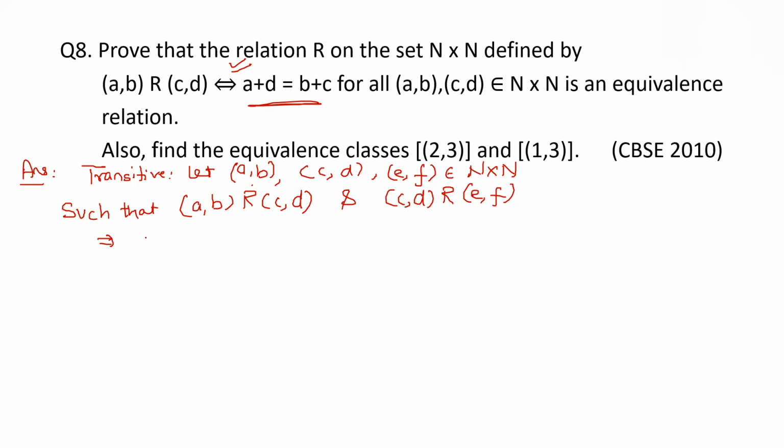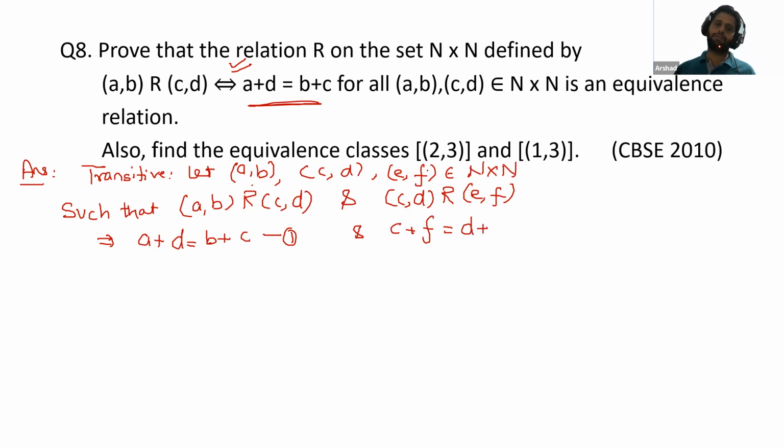a plus d is equal to b plus c. Yes, the condition. Let this be 1. And from this, what will you get? Please check here. We need to take the first value, which is c, the fourth value, which is f, the second value, which is d, and the third value, which is e. So this is 2.